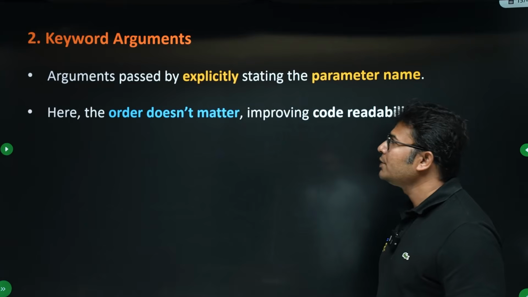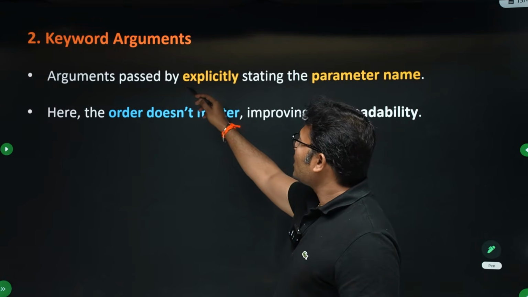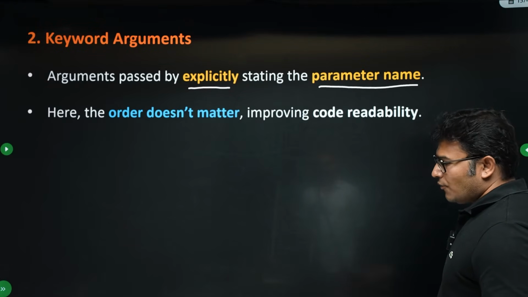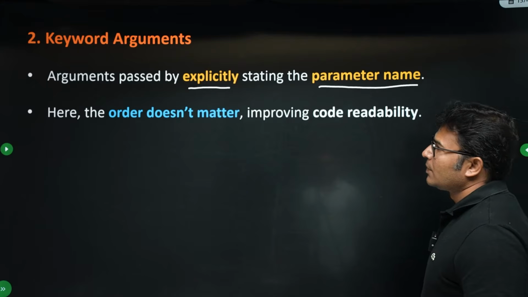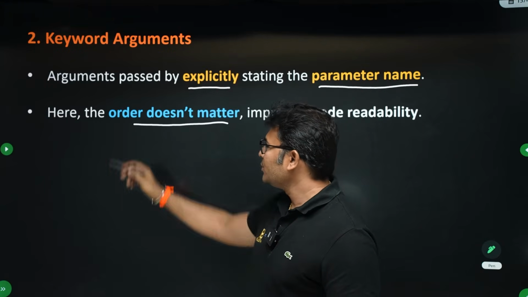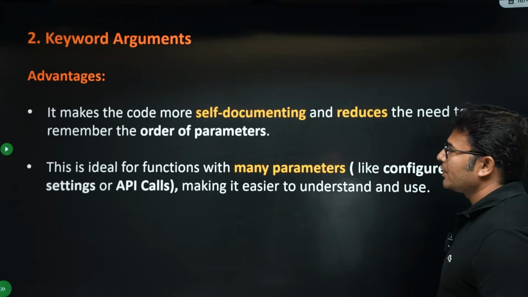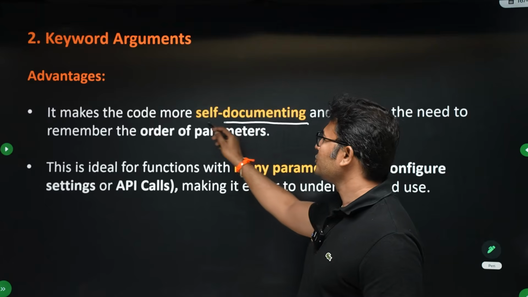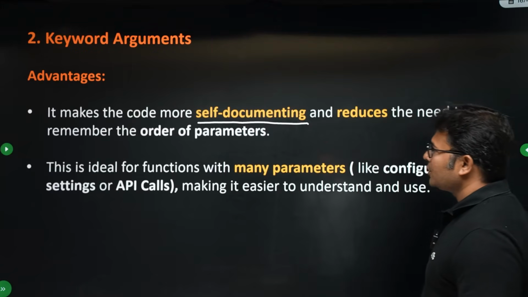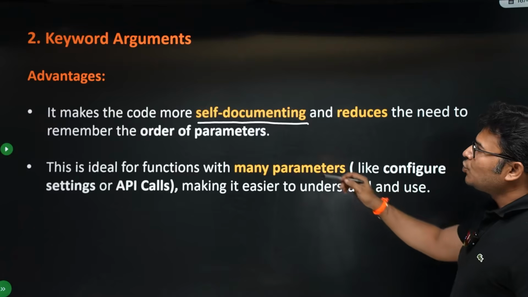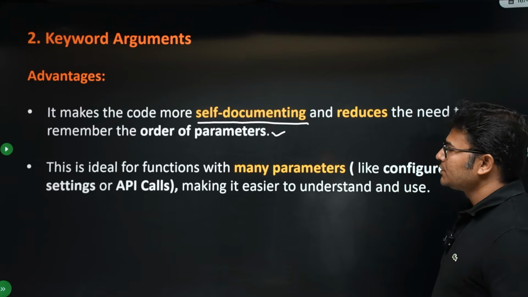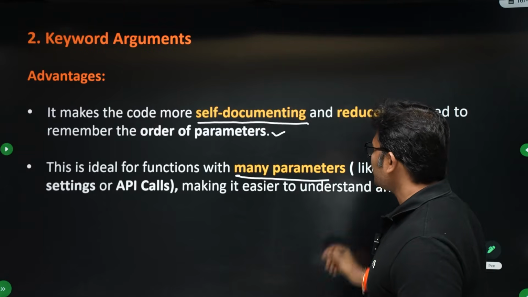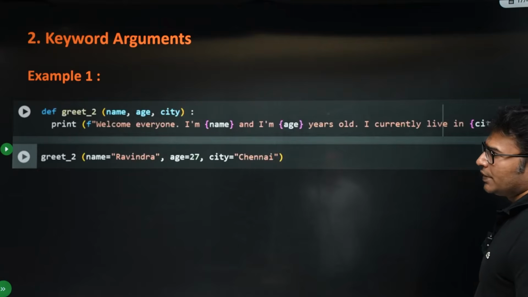Keyword arguments. Keyword arguments means arguments are passed explicitly by stating the parameter name. So you will say which argument you are passing. Order really doesn't matter. I'll give you an example, with that it will be clear. What is the advantage of keyword arguments? It is self-documenting, which means if you read it, you will understand which parameter you are passing. And you don't have to remember the order of the parameters. So this is ideal for functions with many parameters. I'll show you an example with which you will understand.